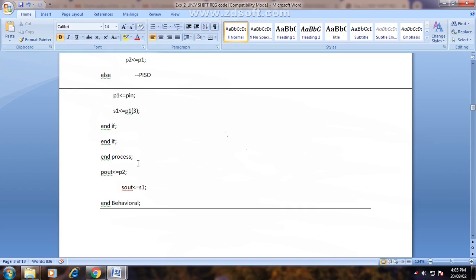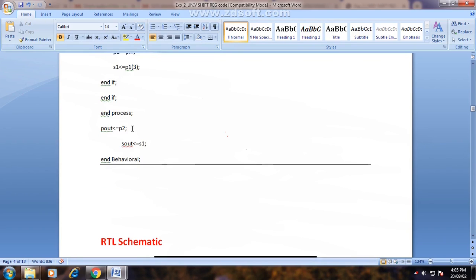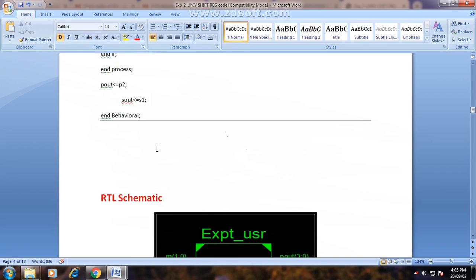So end if, end process, and here you could see these two assignments. From P2 data will be transferred to P out, and from S1 data will be transferred to S out depending on the modes. And then end behavioral. So here this code ends.